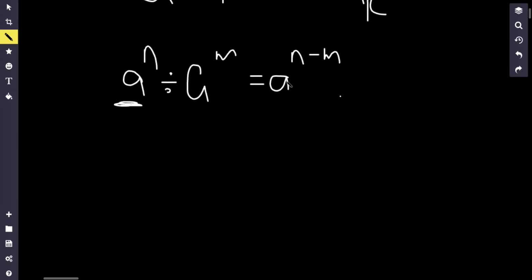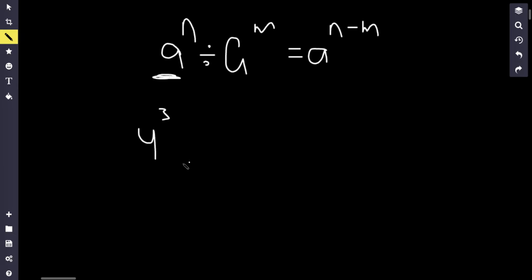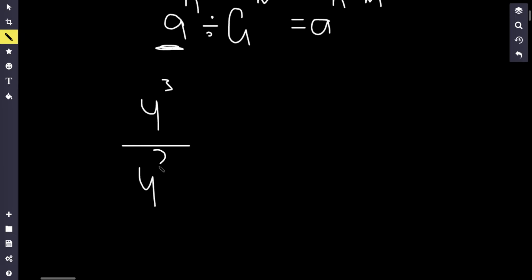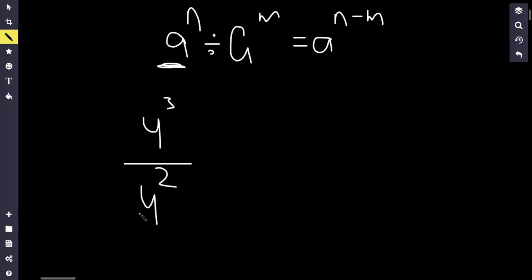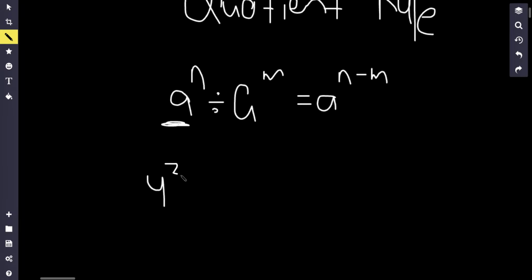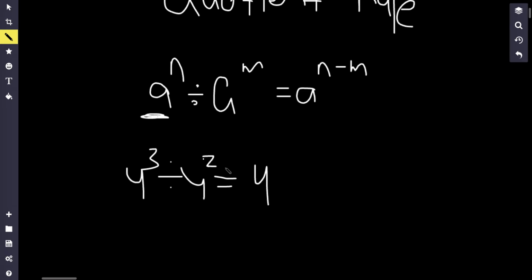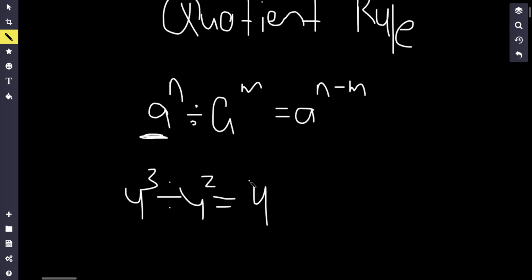So let's say we have 4 to the third power and we divide it by 4 to the second power. We could also rewrite this as 4 to the third power divided by 4 to the second power. You're still going to get the same answer. And this is just going to be equal to, well, you keep the same base, so it's still going to be a 4, and you subtract the exponents. So this is just going to be equal to 4 to the 3 minus 2 power, which is equal to 4 to the 1 power.